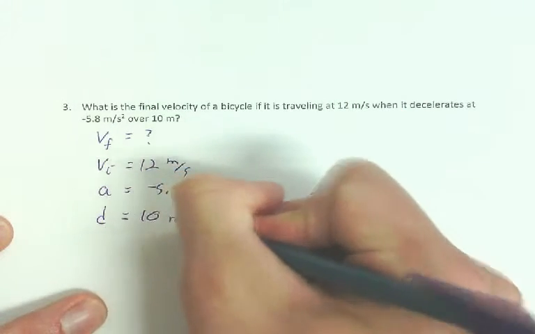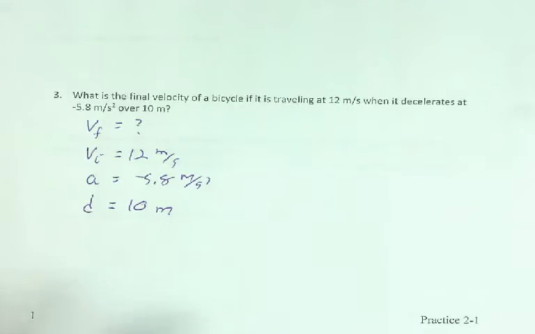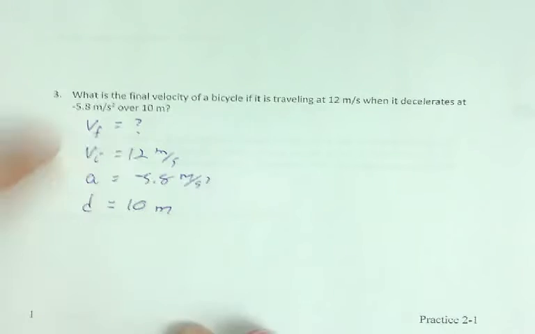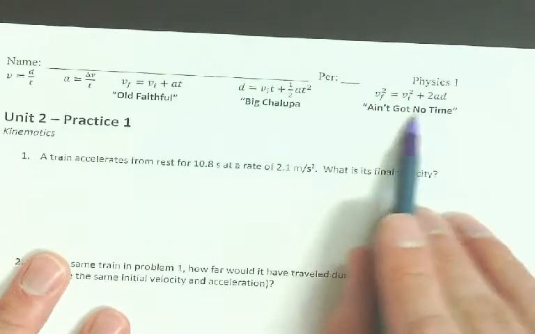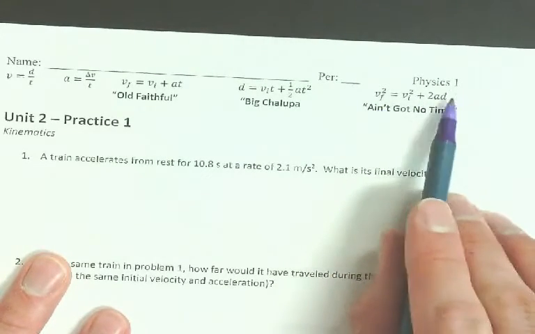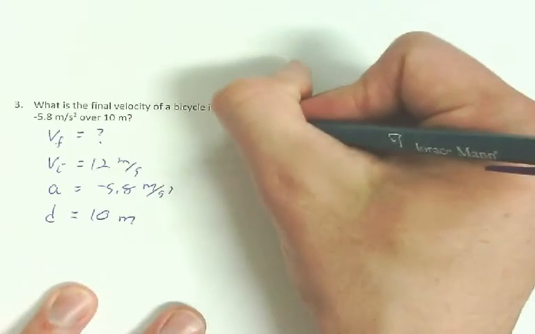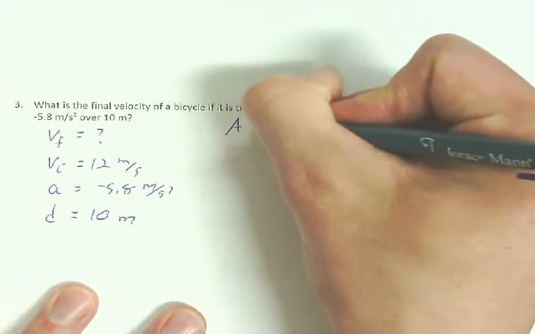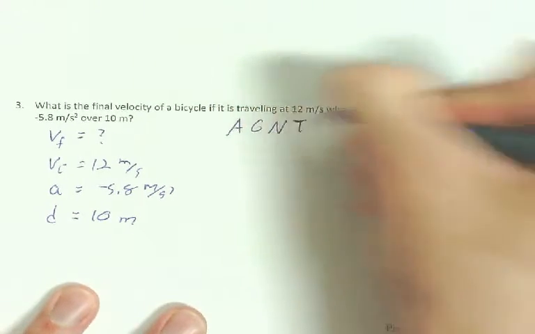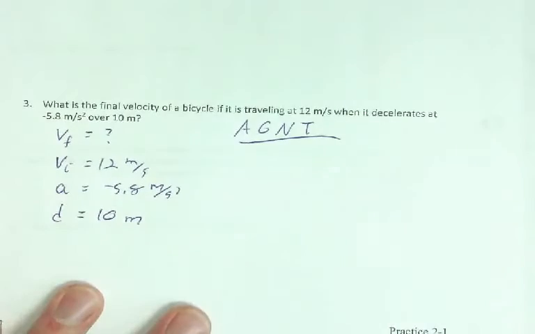So the other thing I was really happy with on this one is most everyone got the equation too. So VF, VI, A, and D. The only one that has that is "ain't got no time." VF, VI, A, D. So that's the equation we're going to use, "ain't got no time."